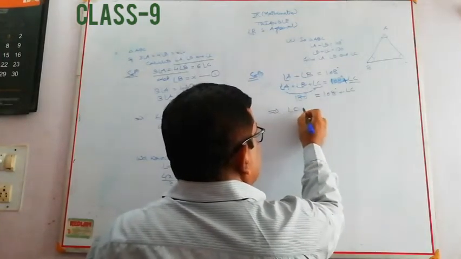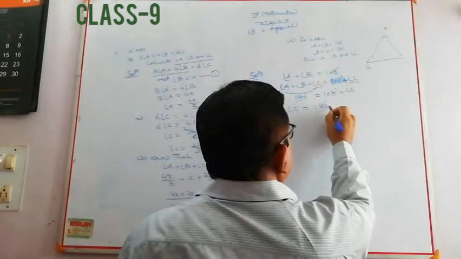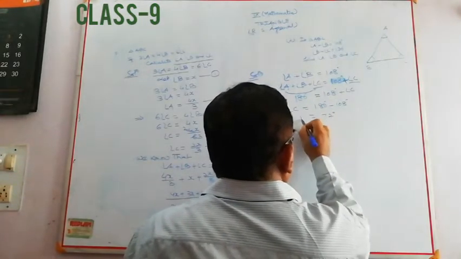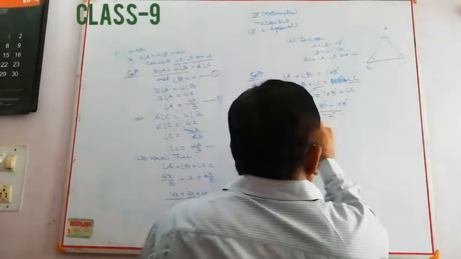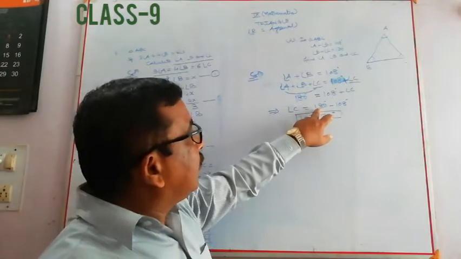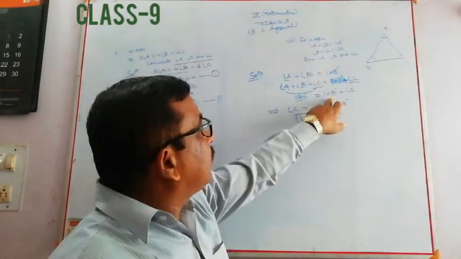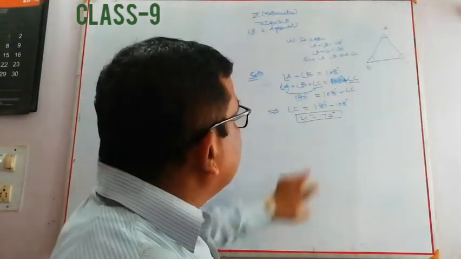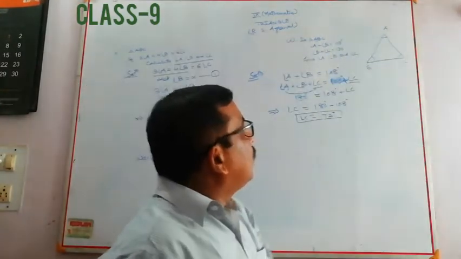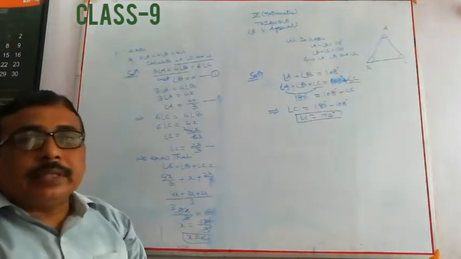It means angle C is equal to what? 180 degree minus 180 degree, that is 72 degree. Find the value of angle C is equal to what? 72 degree. Plus sign change into minus sign. You find the angle C. Now B plus C is equal to what?